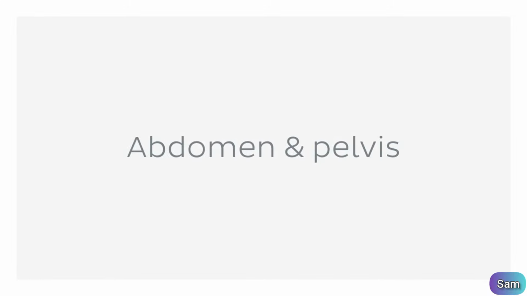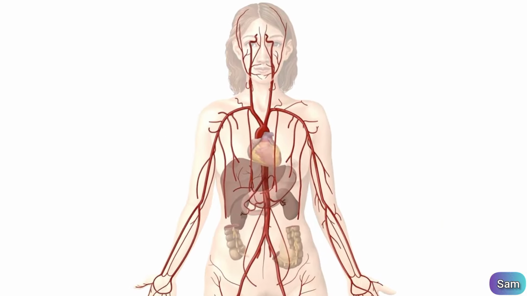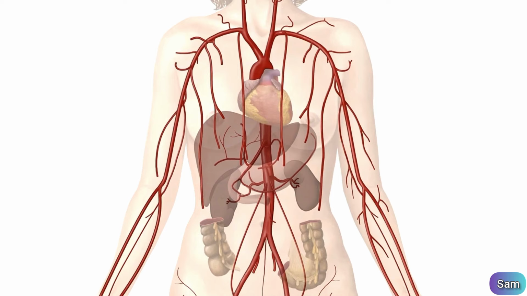So now we've finished talking about the arteries of the upper limb, let's move on to talk about the arteries in the abdomen and the pelvis. Let's just have a look at our image of our anatomical woman again, just to reorient ourselves. If we're looking at this image, it really looks like the arteries in this section are just a mess. Their arrangement looks less structured than those that we saw in the upper limbs.